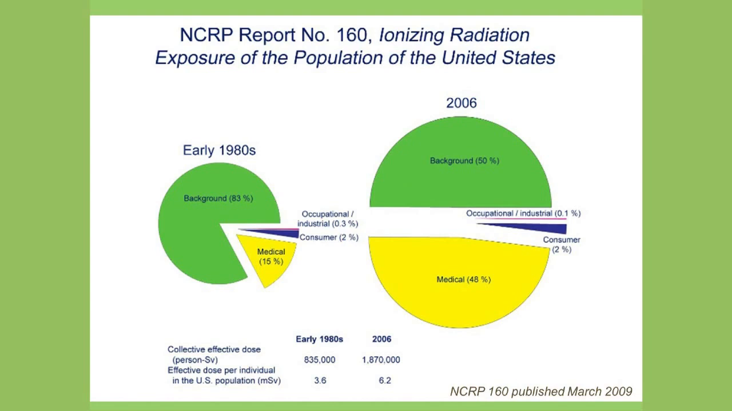So you'll see that in the 80s, most of the dose received by the general public was due to background radiation, just natural radiation that we're exposed to. And we'll talk about that a little later, about 83%. And only 15% of it was due from medical. Occupational is even a smaller piece of the pie. But in 2006, you can see that background only represents 50% now. And that 48% of the dose we get is from medical radiation. And that amount of radiation, total radiation a person receives, is higher.